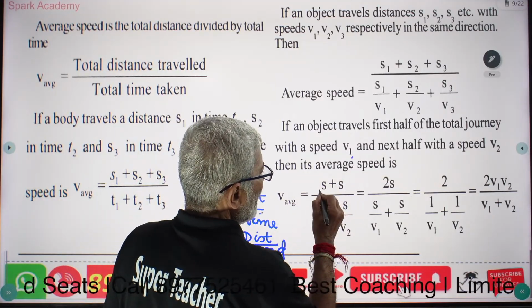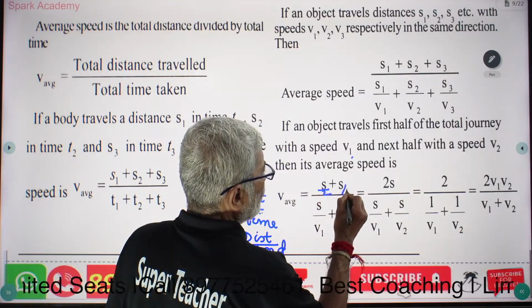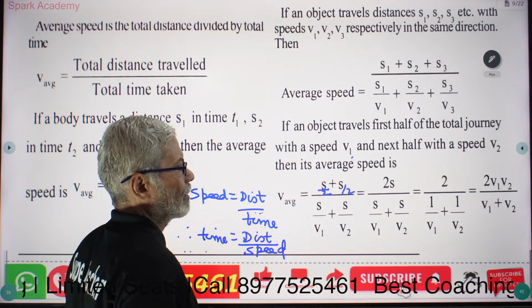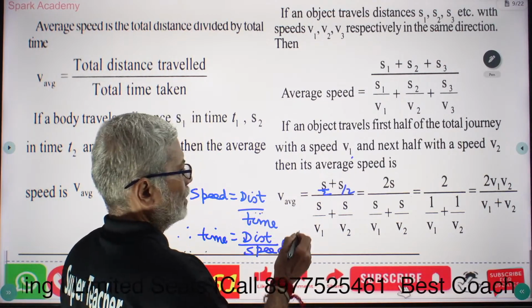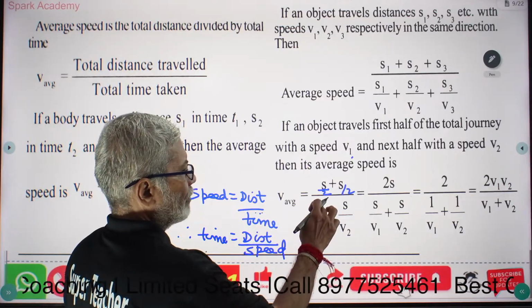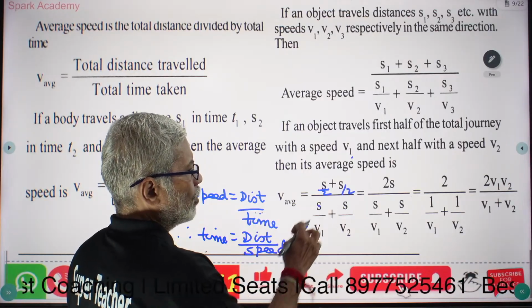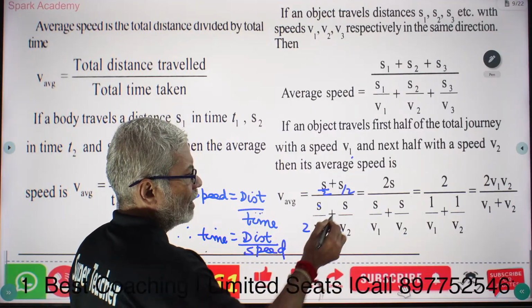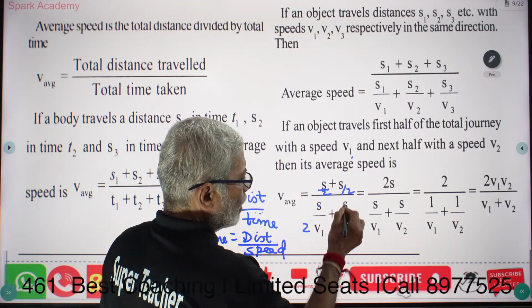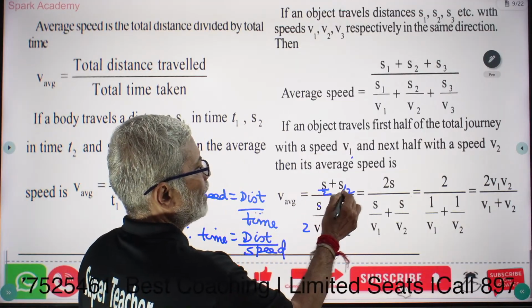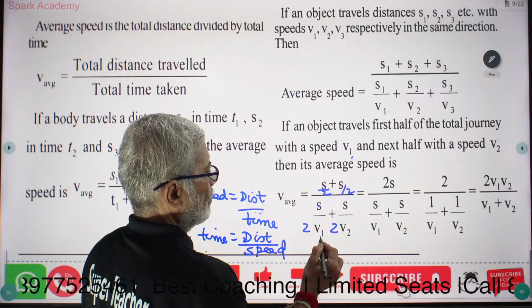Total distance will be S by 2 and S by 2. S by 2 plus S by 2 is S. First half means S by 2 distance at a speed of V1, then again S by 2 at a speed of V2. So S by 2 plus S by 2 is basically S.